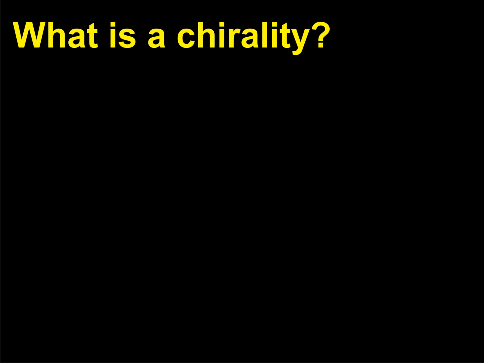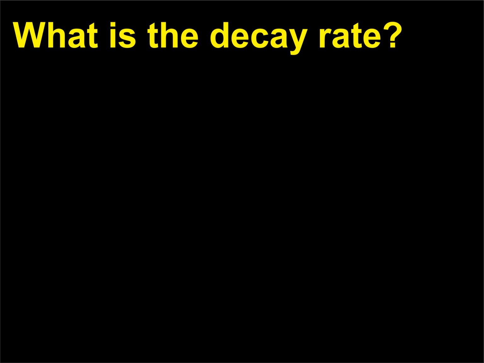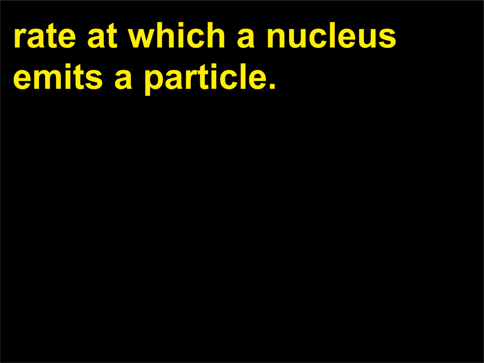What is chirality? A geometric property of a molecule whose mirror image is non-superimposable with the original molecule. What is the decay rate? Rate at which a nucleus emits a particle.